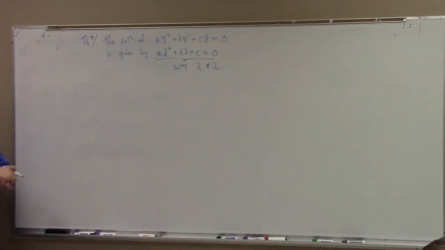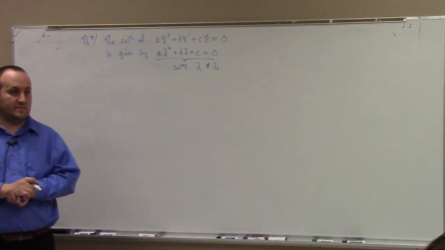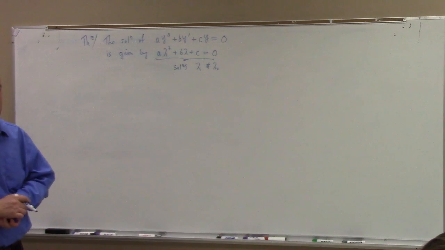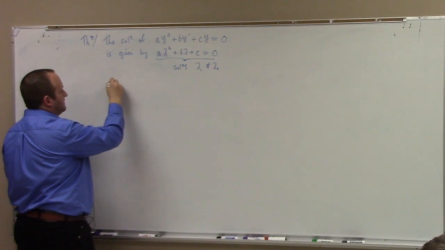So you can solve that quadratic equation in lambda. You get two things, lambda 1 and lambda 2. They could be complex, they could be repeated. That's cool. That's fine. There are answers. So case number 1, we'll start with the easy case.